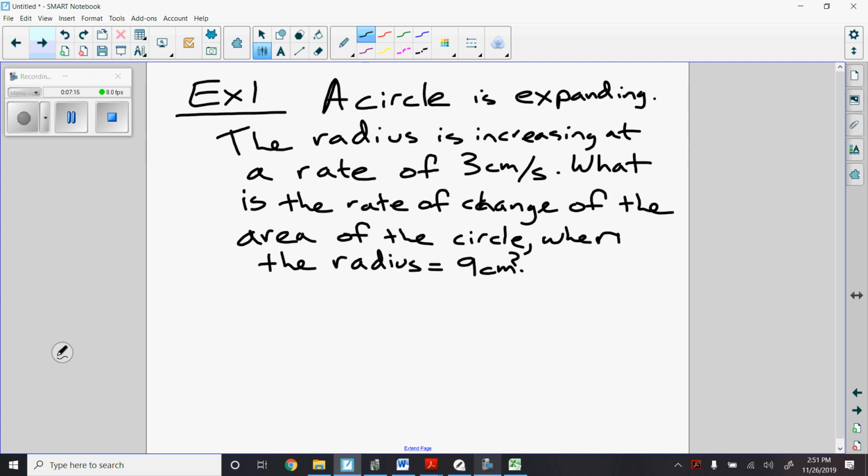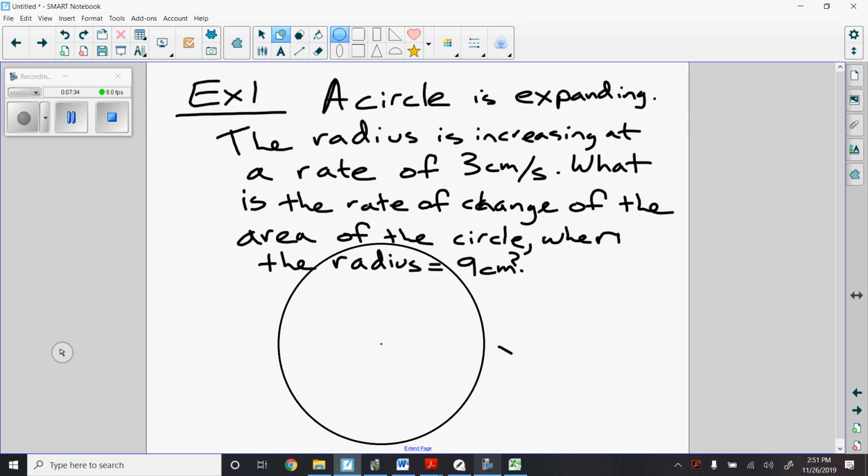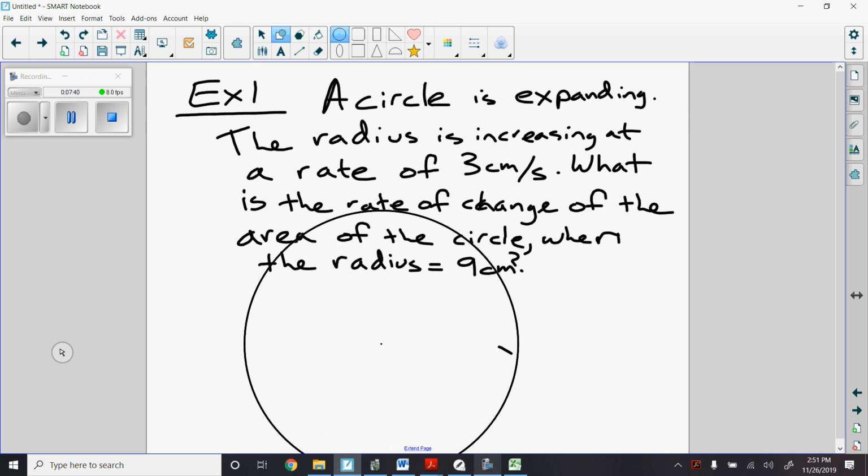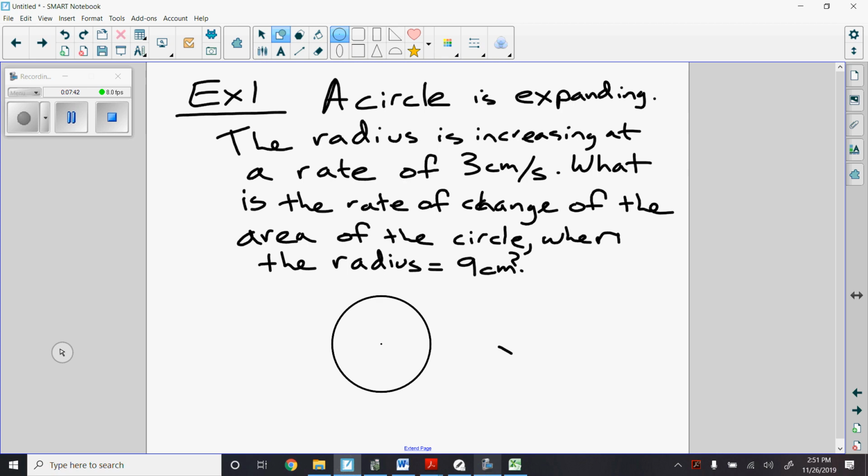Okay, so let's get an idea of what's going on here. What we have is a circle, and that circle is expanding. So the radius is getting bigger at a constant rate of 3 centimeters per second. Well, as that circle is getting bigger, we can tell that the area of the circle also is going to be getting bigger.